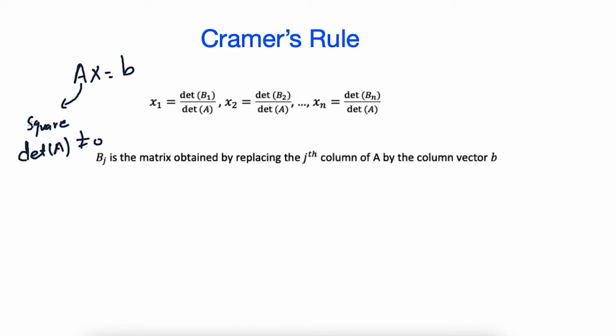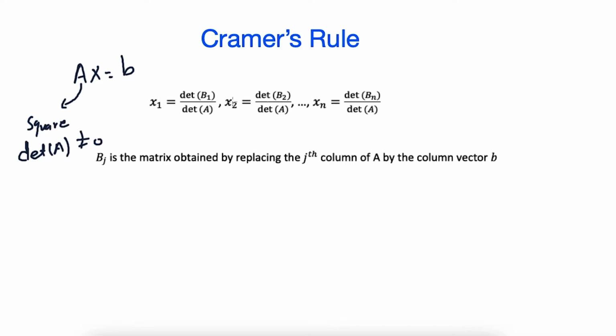As the determinant is just for square matrices, once the determinant of A is different from 0, we can use Cramer's rule to get the solution of this linear system. To get each solution x1, x2, xn: x1, for example, will be the determinant of the matrix B1 over the determinant of A. The matrix B1 is the matrix A, but we replace the first column by the column vector B.